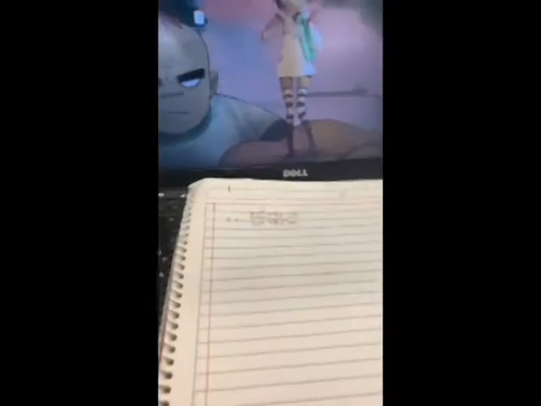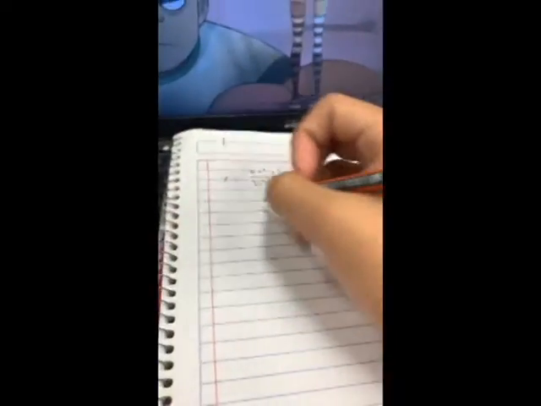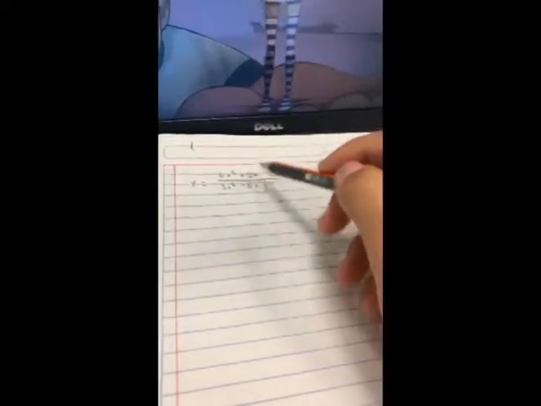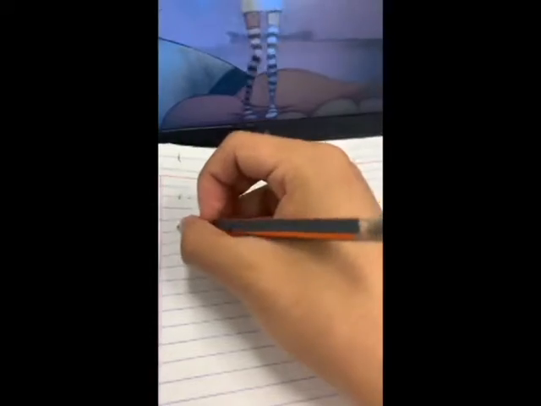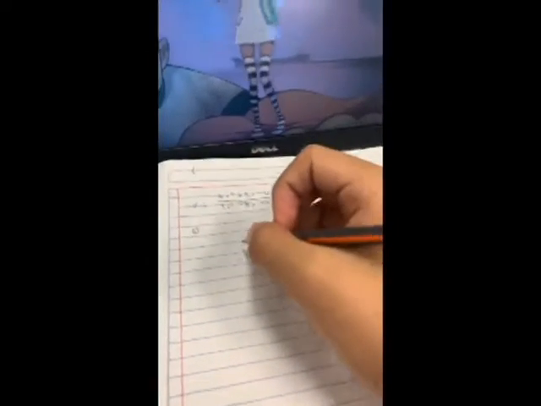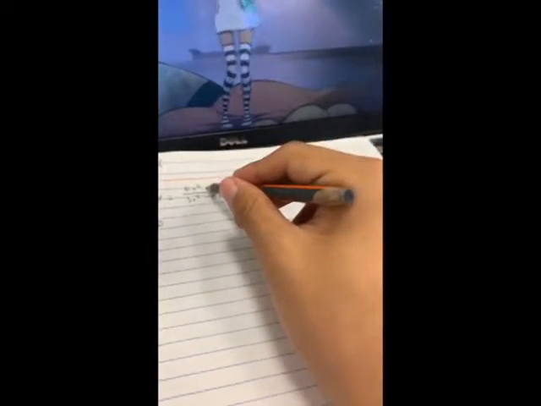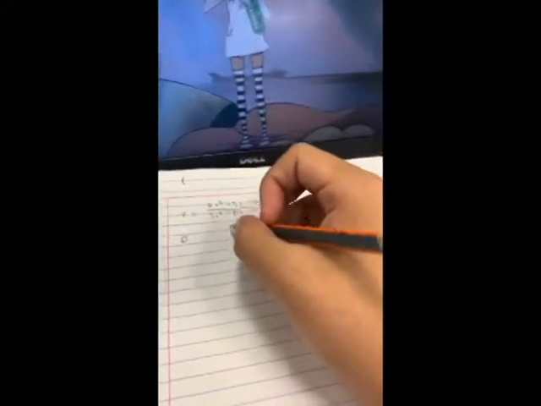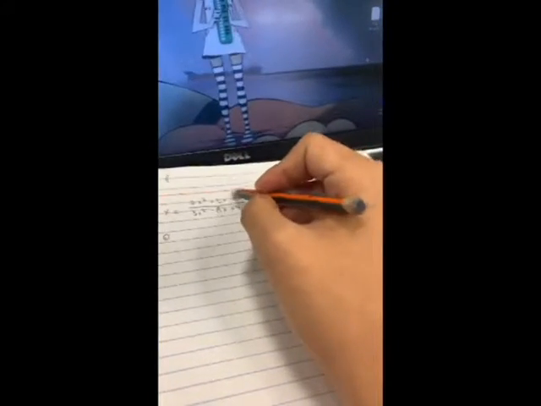Hi, I'm Alessandro, and I'm going to start a problem that we were assigned of rational functions. Okay, so here we have our problem, and the first step is going to be to factorize the equation.